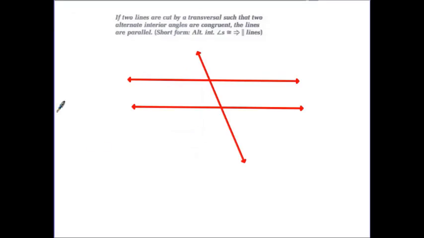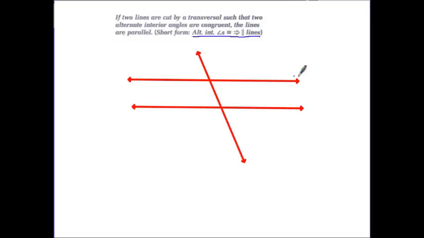So here's our next theorem. If two lines are cut by a transversal such that two alternate interior angles are congruent, then the lines are parallel. Now, you can either write out that long theorem or we can abbreviate it. Alt int angles congruent yield parallel lines. That's what I would do.